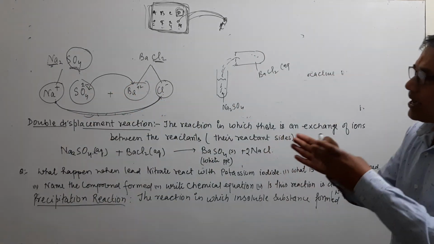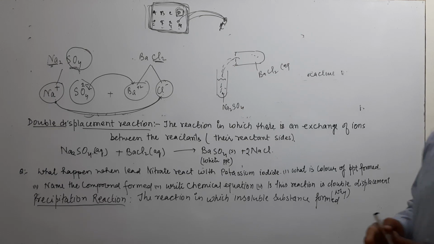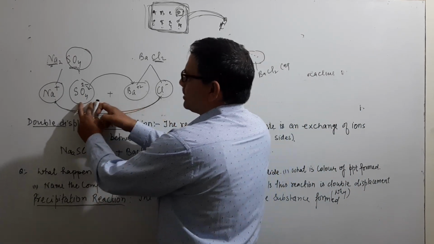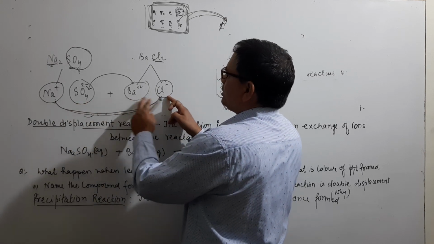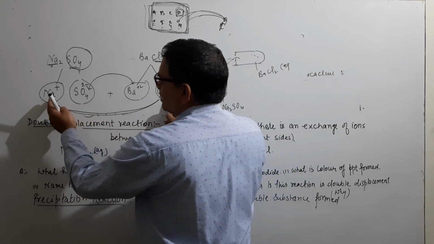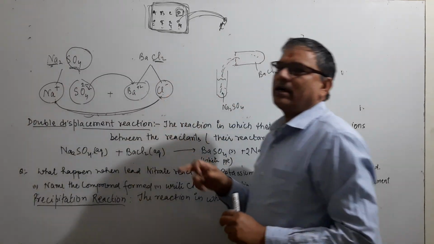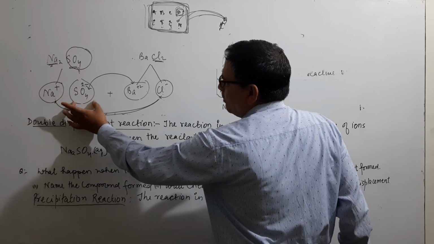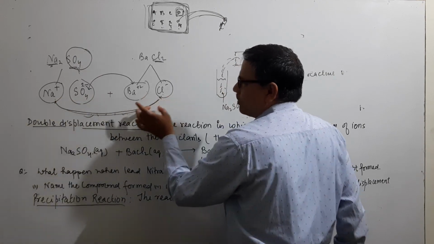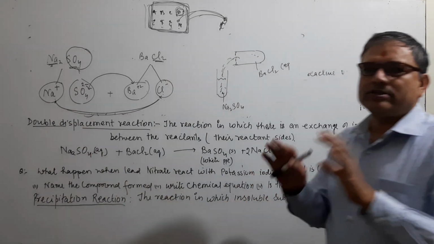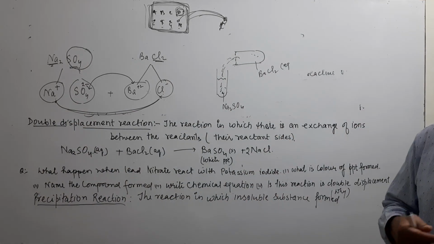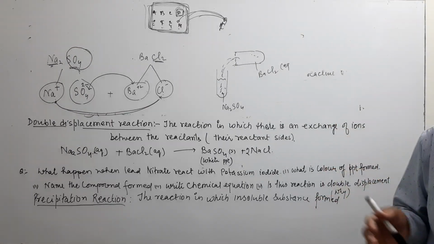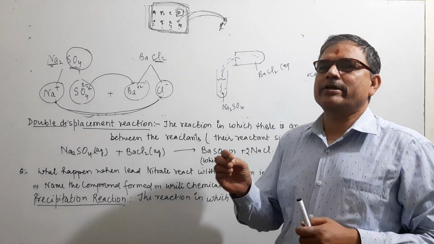and there will be an exchange of ion. Exchange of ion means here the SO4 will exchange with the barium, and the chlorine anion will exchange with the sodium. There is exchange of ion. This sulfate reacts with barium and chlorine reacts with sodium, in which the exchange of ion takes place on the reactant side. Then this type of reaction is known as a double displacement reaction.